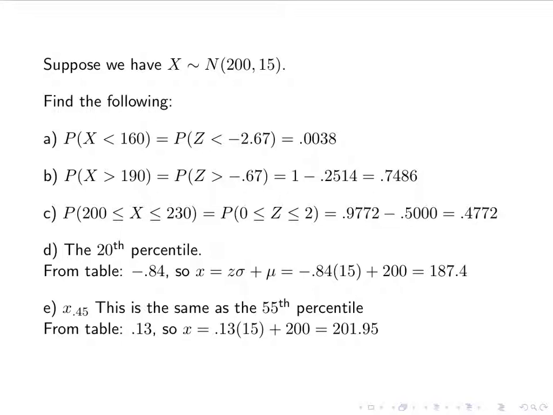So the fact that it's the 55th percentile means it's above the mean, and that's fairly close to the 50th percentile, so our number shouldn't be too much bigger than the mean. So 201.95 is fairly close to our mean of 200. So again, hopefully it makes sense.